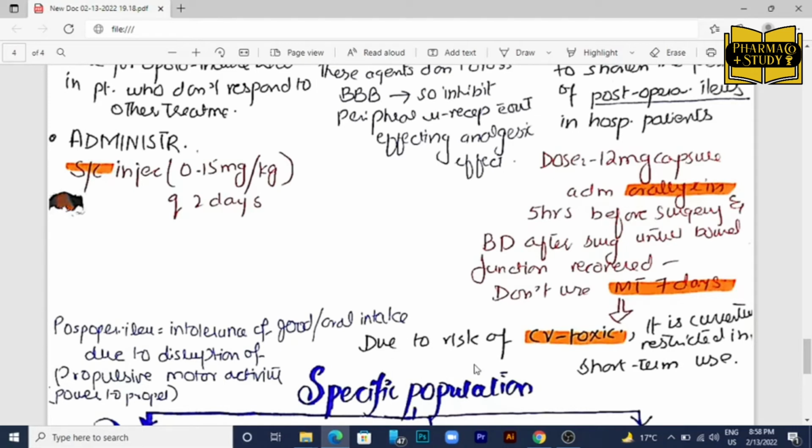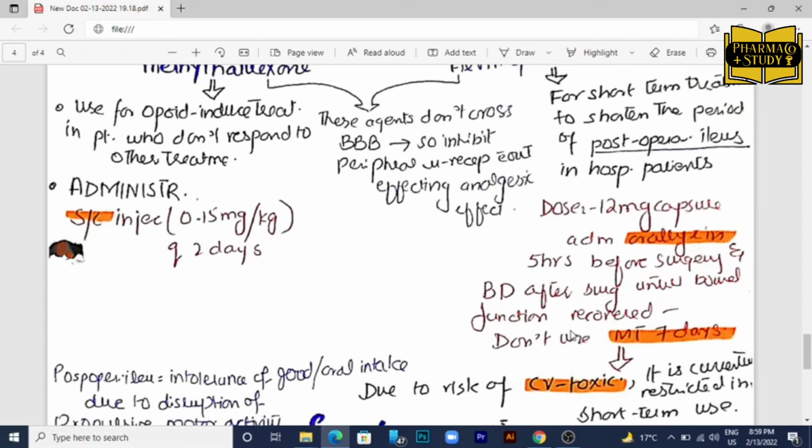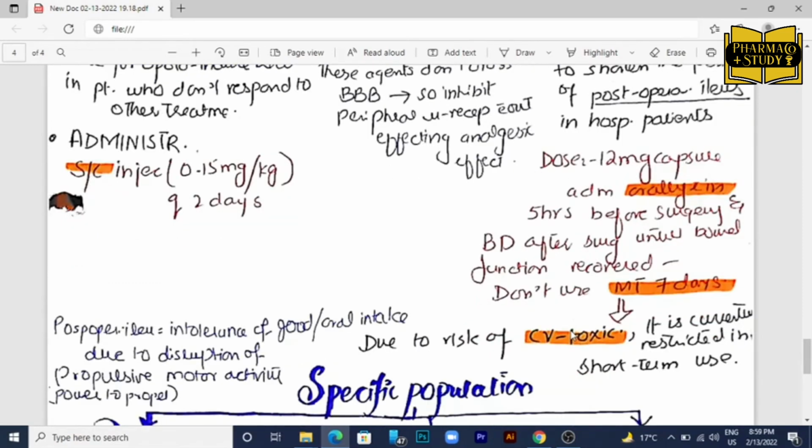Now let's see the side effects. Due to the risk of cardiovascular toxicity, it is currently restricted to the short term. Still, it is not that much used as compared to the other drugs due to the risk of cardiovascular toxicity. Like laxatives are a class of drug that can be used on the daily basis, or usually they can be used in the routine basis. So if they have such an adverse effect like cardiovascular toxicity, you should not give them on the daily basis. So that's why alvimopam is only given in the short term. Why? Because it has cardiovascular toxicity.